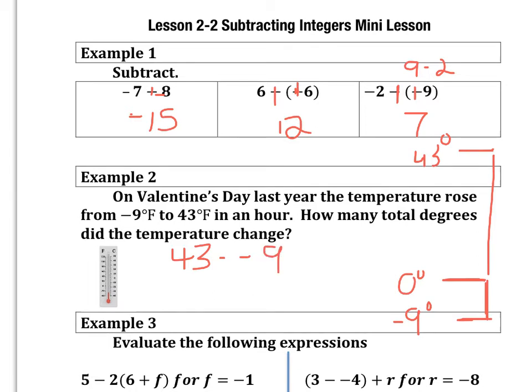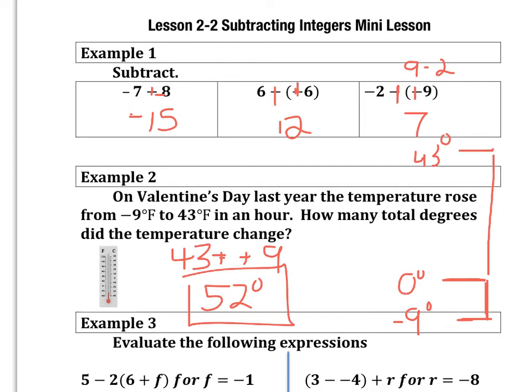Now, we just learned or reviewed that 43 minus a negative really becomes, we change the subtraction to an addition sign, and we change the sign of the second integer, making this 43 plus positive 9. And so when we would add those two, we would get an answer of 52 degrees as the amount of change that occurred. But I want you to see this visually over here.